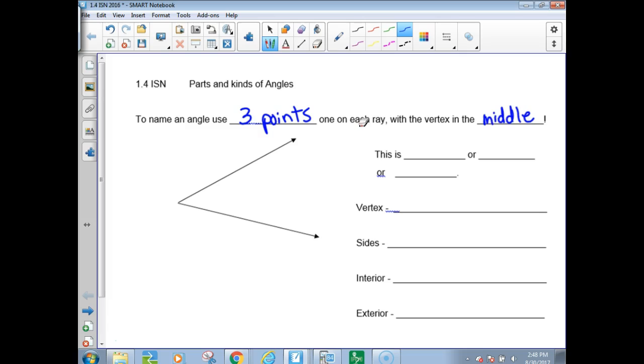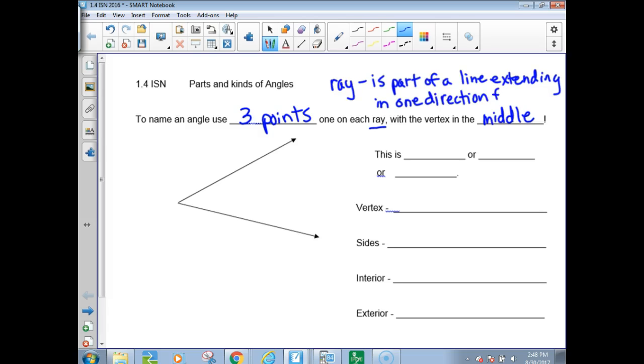But we haven't defined what a ray is. So let's do that right now. A ray is part of a line extending in one direction, wherever. So when they have the arrows on them, it means that it keeps on going, but you just can't see that.